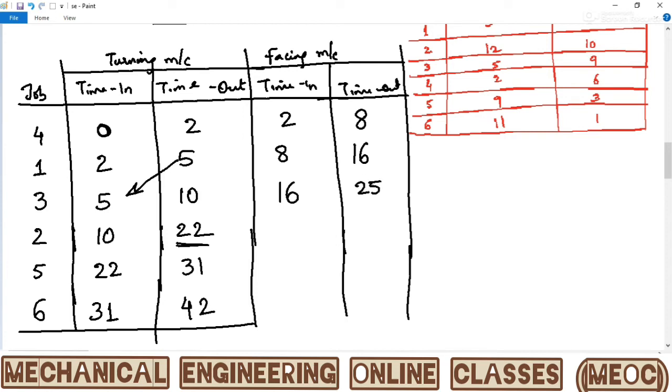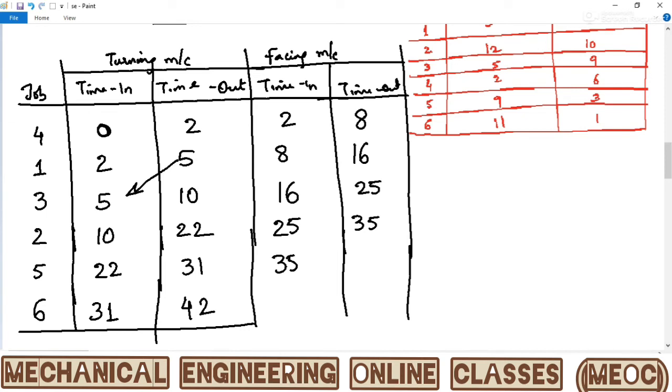Now job 2 is ready at 22 minutes only, but the facing machine is free only after 25 minutes. So the facing machine will take up job 2 only from the 25th minute. Once it is on the facing machine, how much time does job 2 take for the facing to be done? 10 minutes. So it is 25 plus 10, that is 35. Alright. So again, after 35 minutes only, our job 5 can be taken up by the facing machine, because job 5 is already ready, it is idle until 35 minutes.